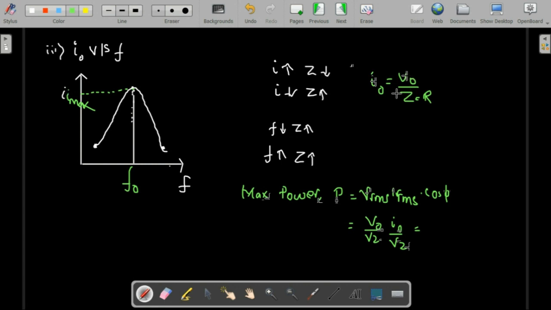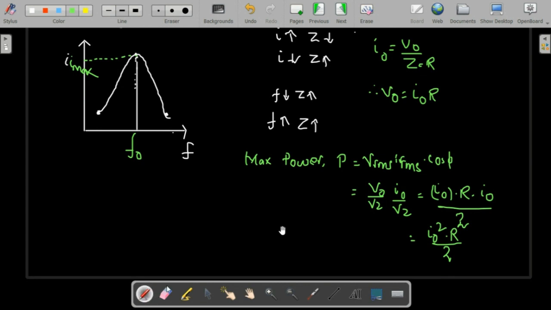This is V naught. V naught is I naught into R, because the maximum is when Z is equal to R. So V naught would be equal to I naught into R. This is the maximum current that you can have. So I can simply write it down as I naught into R into I naught divided by 2. This would be nothing but I naught square into R divided by 2. So in a circuit, you might be asked to find the maximum power, and this would be your maximum power: I naught square R divided by 2.